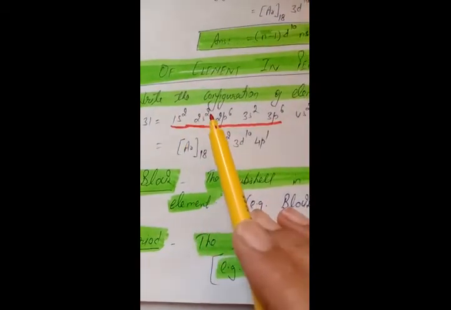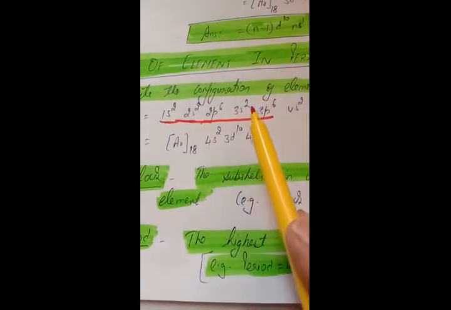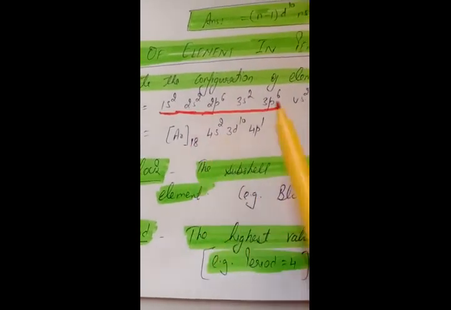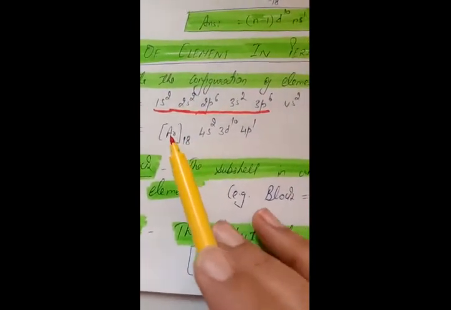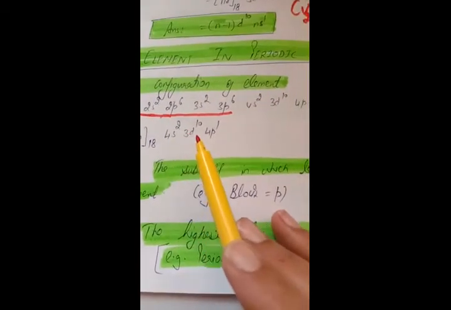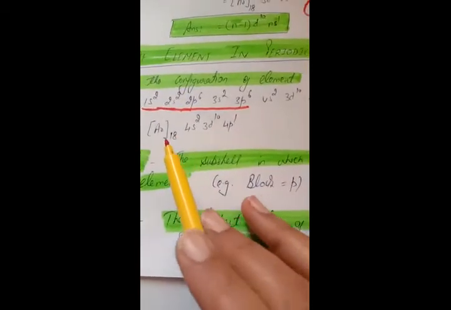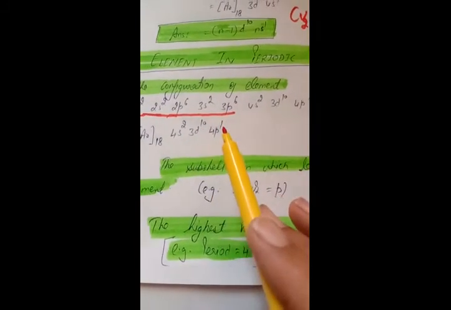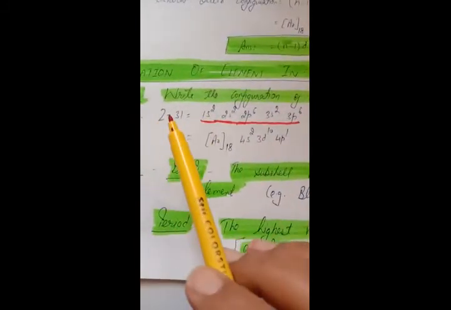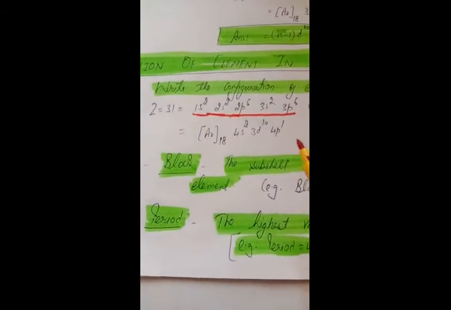It's 2 into 2 is 4, 4 and 6 is 10, 2 is 12, and 6 is 18. So 18 is argon. We can write it this way also: argon 18, 4s2, 3d10, 4p1. Now we'll count: 18 and 2 is 20, 20 and 10 and 1 is 31. So we have to write the configuration for 31. So in the first step we have written the configuration.